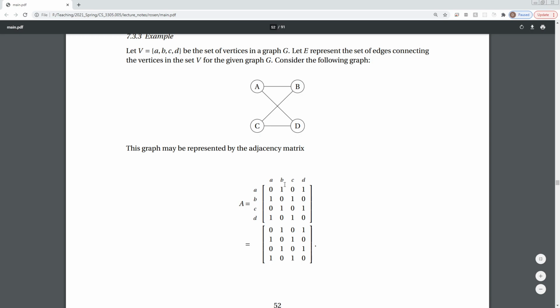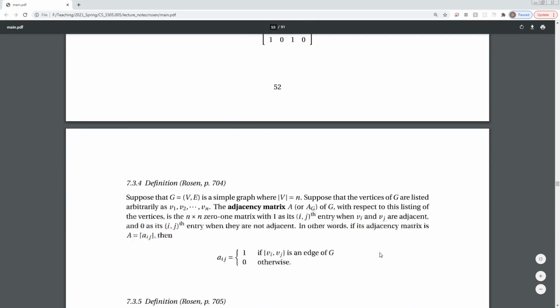So C also connects to B, right? Because undirected graphs have that symmetry property. And so we fill out the graph like that, right? But we can omit the label if we want and just have the matrix. Okay.